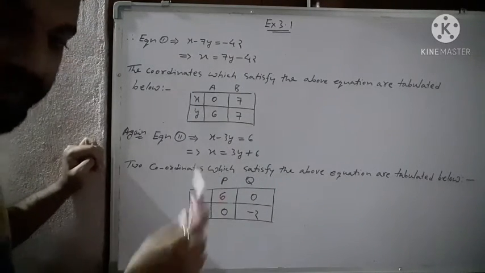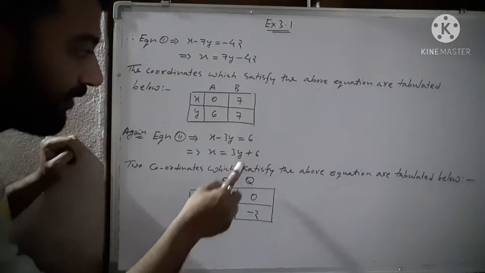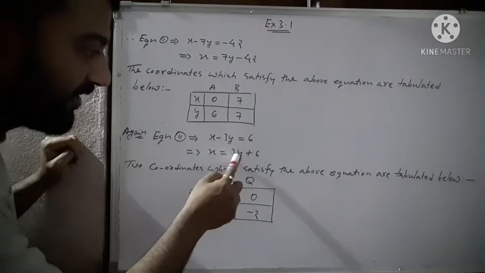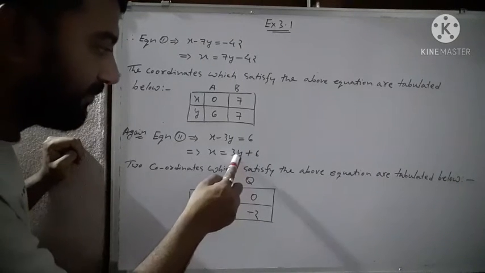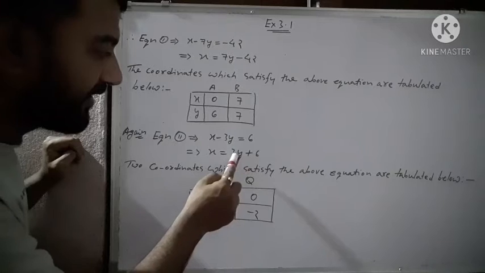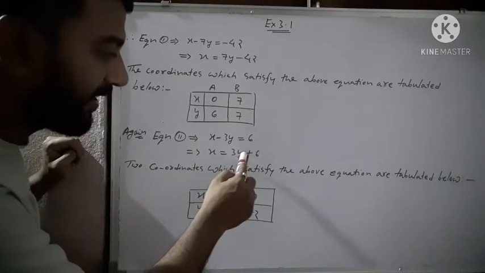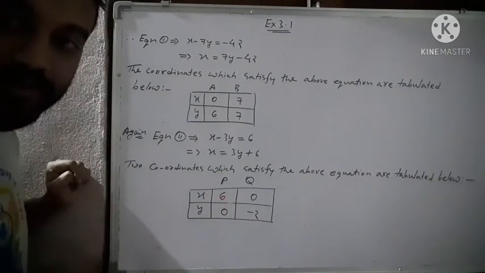Once again I will repeat: if you put 0 in place of y in this equation, 3 into 0 is 0, so 0 plus 6 is 6. Again, if you put minus 2 in place of y, then 3 into minus 2 is minus 6, so minus 6 plus 6 becomes 0 in this case.